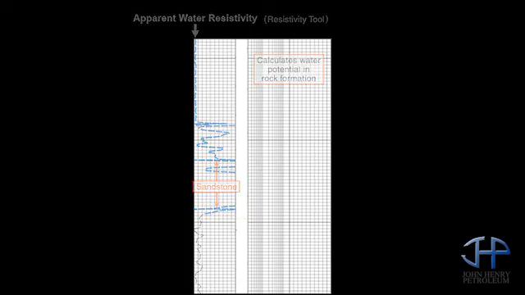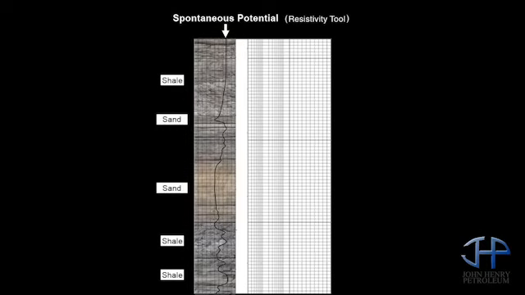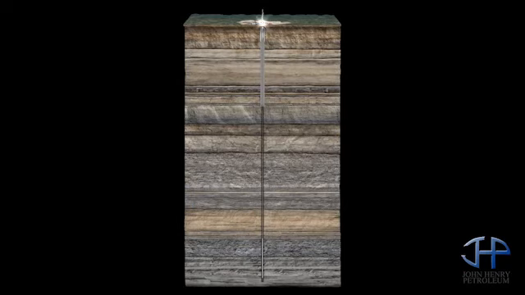This next reading, called the spontaneous potential curve, shows geologists when the instrument passes from one rock formation to the next. The spontaneous potential tool uses two sensors, one at the surface and one down the hole, to compare the natural electrical charges at the surface with the underground rock. Some layers of rock have a positive charge compared to the surface, while others have a negative charge.